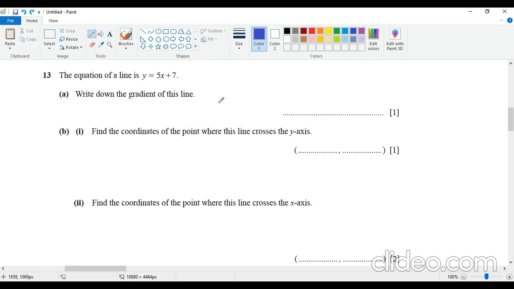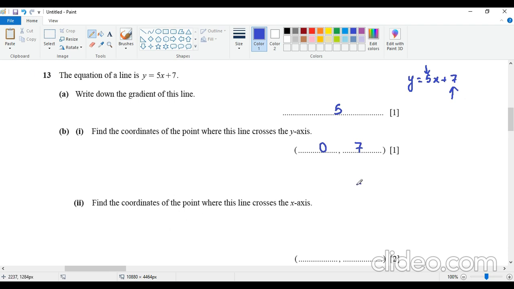In question number 13 it says the equation of a line is y equals 5x plus 7. In linear equations, we must know very well that the coefficient of x is 5. So this is always a slope or a gradient. So your correct answer is 5 is the slope or gradient of this line. Now it says find the coordinates of the point where this line crosses the y-axis. That means x is going to be 0, and since this plus 7 is the y-intercept, that means plus 7 is your correct answer.